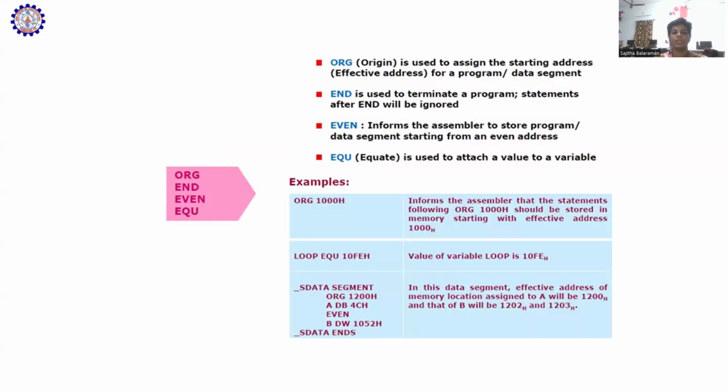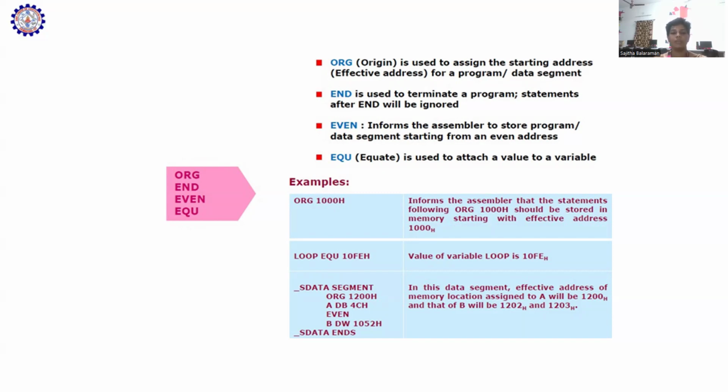Moving to the next assembler directive, which is ORG. ORG is nothing but origin, and it is used to assign the starting address or the effective address for a program or the data segment. And END is used to end or terminate a program, after which no code or directive will be taken into account. That is, the statements after END will be ignored by the assembler.